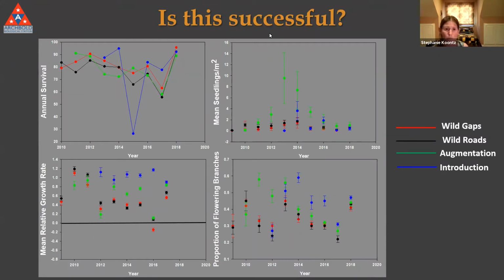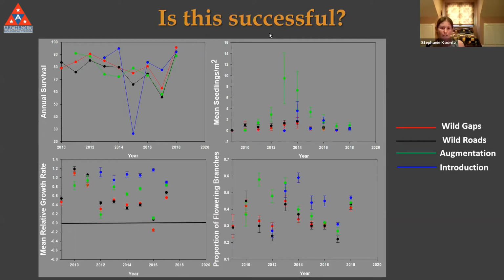And so this is the number of branches in 1 year compared to how many branches there were the next year. This horizontal black line kind of indicates no growth. So if you're above that line, you're growing, you're getting larger. If you're below that line, you're getting smaller. And so we see in most years our plants are, for the most part, getting larger, but we see that with those green and blue dots much higher than those black and red dots. That means our translocations are growing that much larger than the other wild populations.